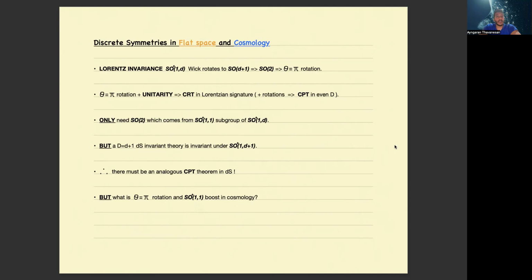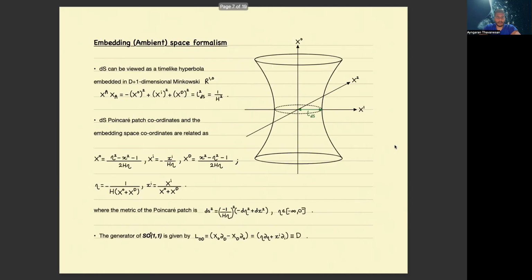And this then tells us we only need the SO(2) subgroup, which comes from, in Lorentzian signature, the SO+(1,1) subgroup of SO+(1,D). But we also know that a de Sitter invariant theory also has this subgroup SO+(1,1), because this is a subgroup of SO+(1,D+1). Therefore, there must be an analogous CPT theorem in de Sitter. But then the question is, what is the SO+(1,1) boost in cosmology and the 180-degree rotation?